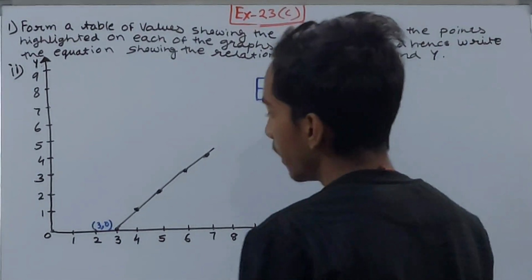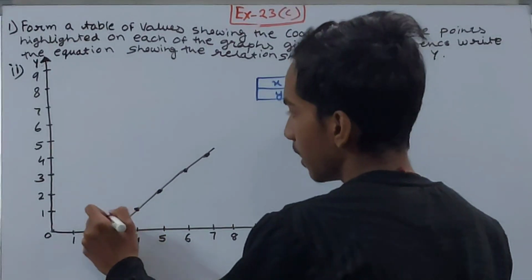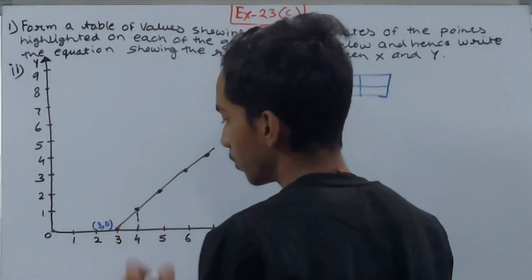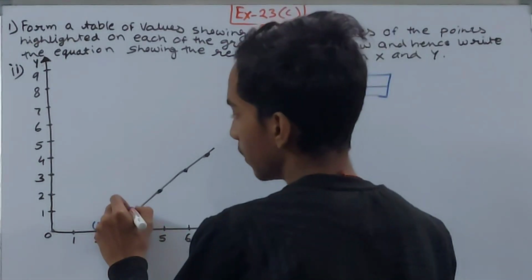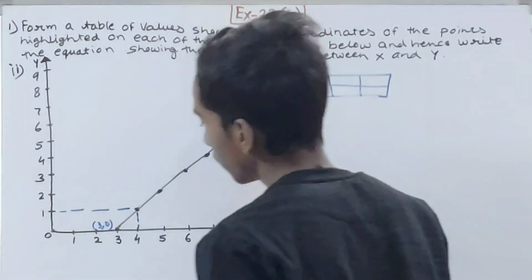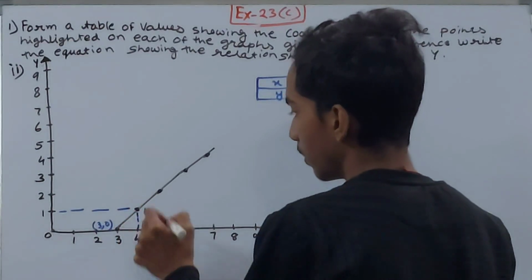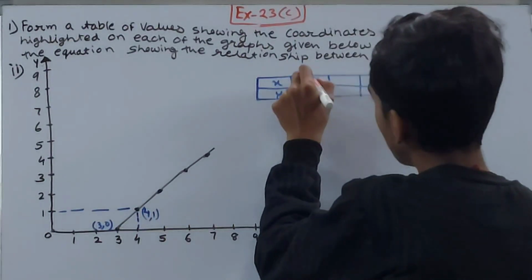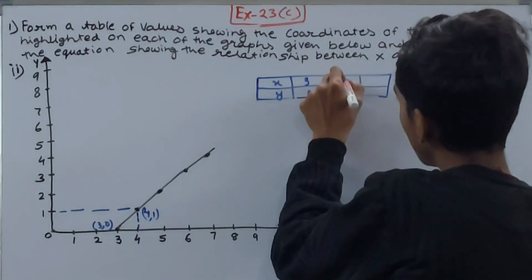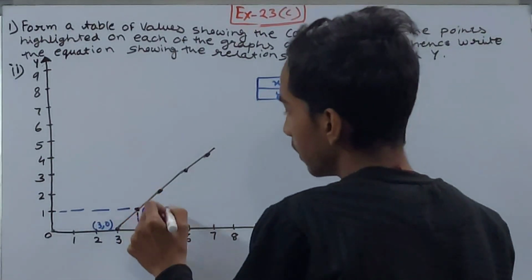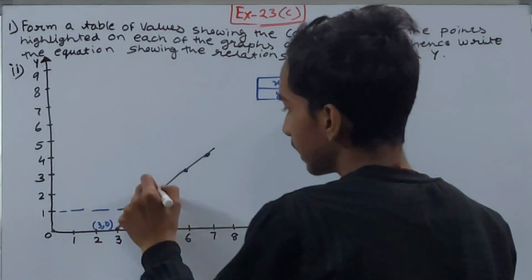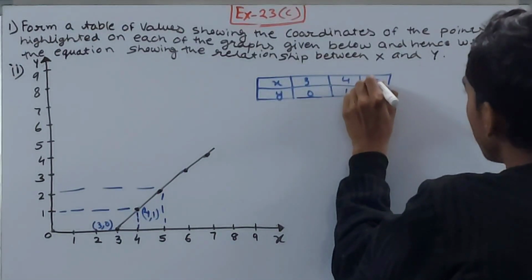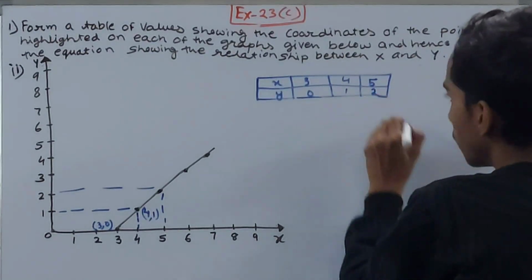Now for this coordinate, if I draw the line, it will go perpendicular. First of all, here you can see 4 on the x-axis, 1 on the y-axis. So this becomes 4 comma 1. Let's keep writing it down: 3 comma 0, 4 comma 1. Then here, 5 on the x-axis, 2 on the y-axis.